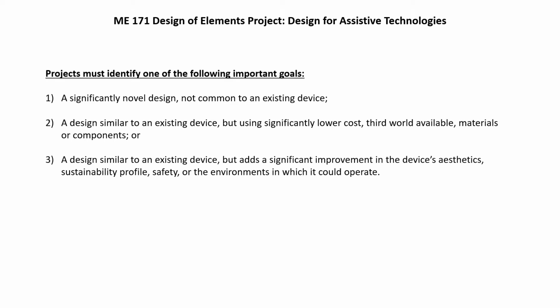So now I want to dive into a little bit more details and specifics for this group project. So again, the topic for this is going to be the design for assistive technologies. Now, for each of these projects, you must identify one of the following important goals. So only one of these three needs to be identified in the project that you choose to do for your group project. One, the first one here being a significantly novel design, something that's not common to an existing device. So again, this is new, novel, a new invention you're coming up with that is not closely related to an existing device that's on the market.